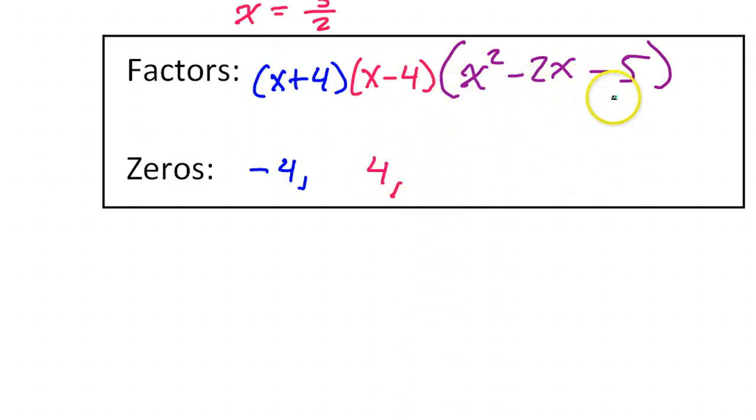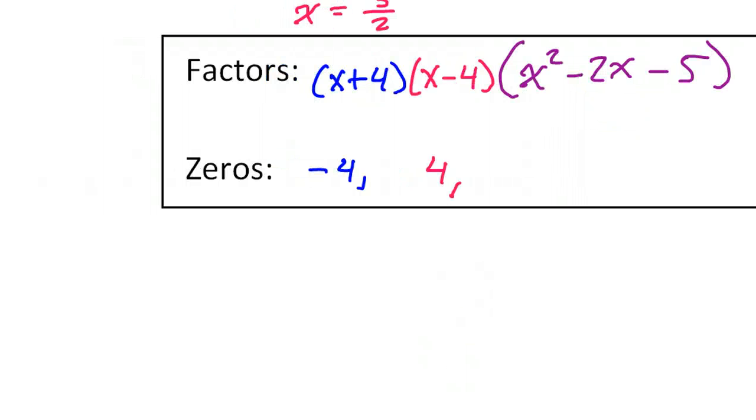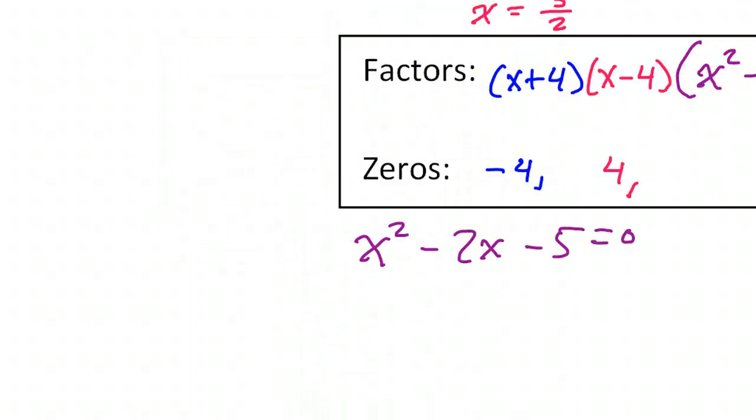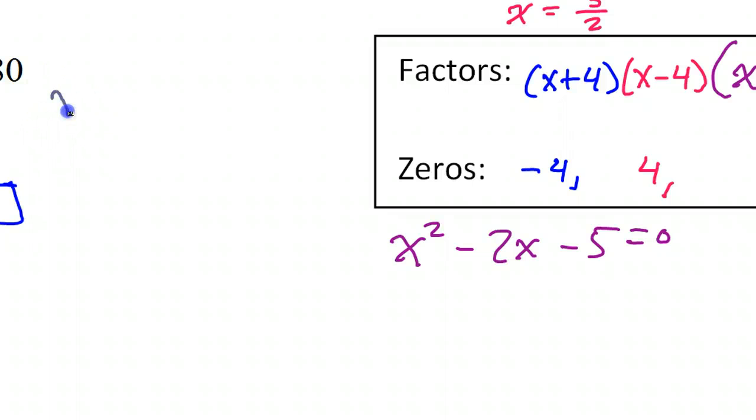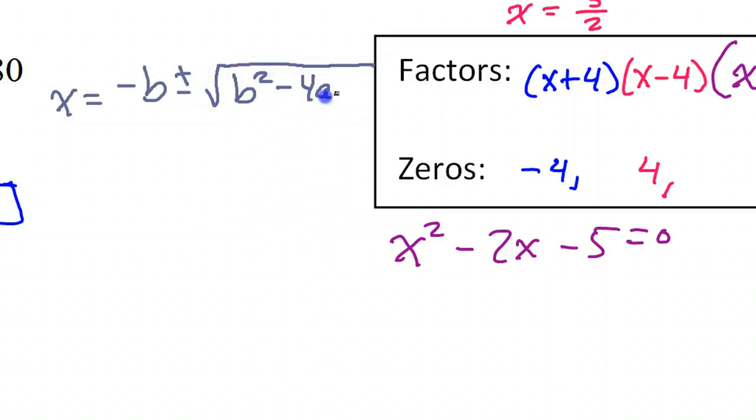Alright, we're going to get 2 more zeros out of this purple stuff, but I'm going to have to use the quadratic formula. So the quadratic formula says, if I've got something like x squared minus 2x minus 5 equals 0, which I do, I can find the solutions x using the formula x equals opposite of b plus or minus the square root of b squared minus 4ac all over 2a. So I'm going to be doing this.